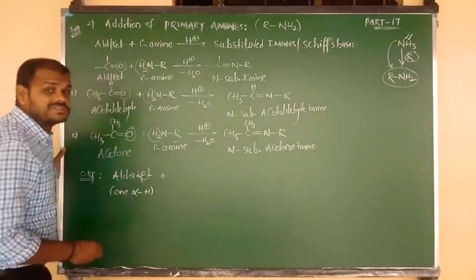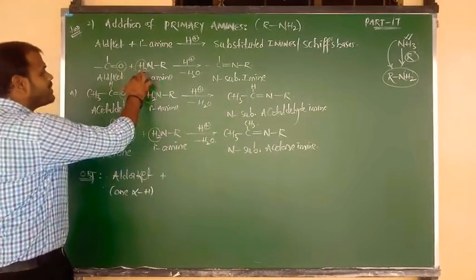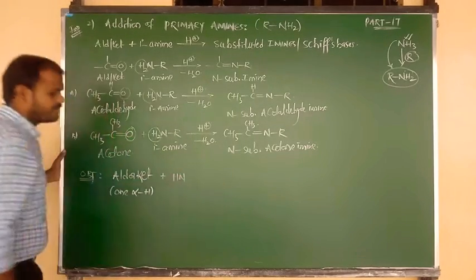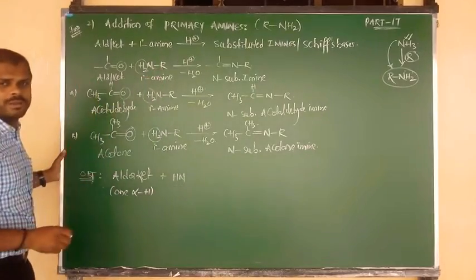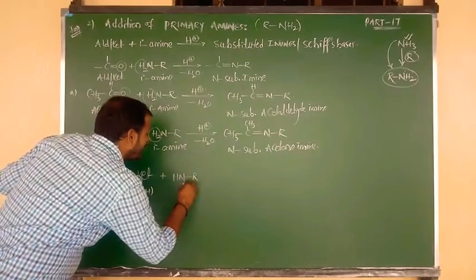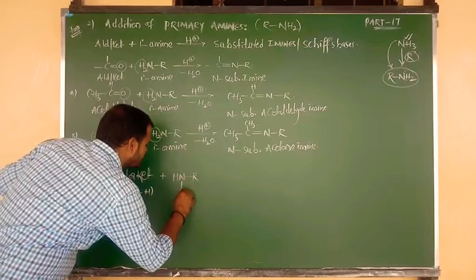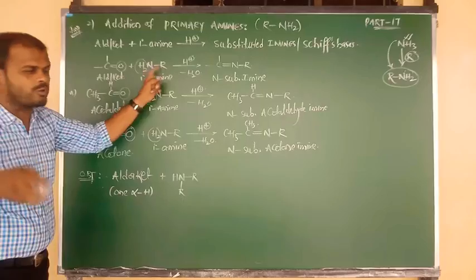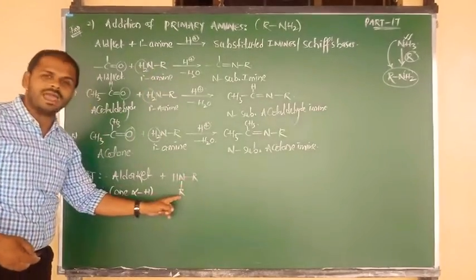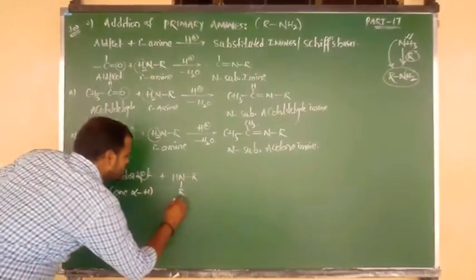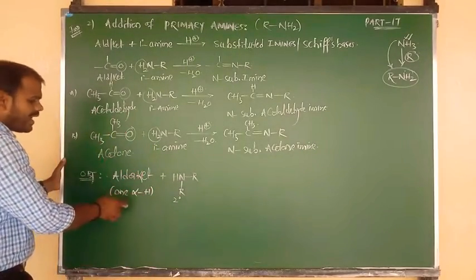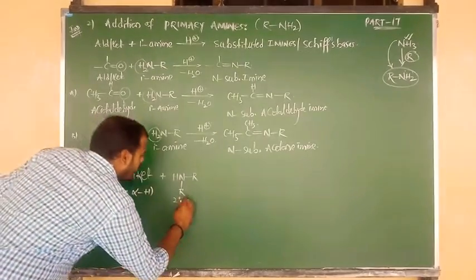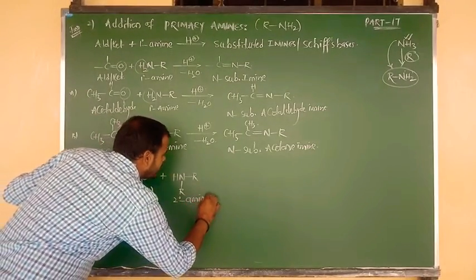Okay, what is the formula of the secondary amine? In primary amine NH2 will be there, but in secondary amine only NH will be there. In primary amine one R group will be there, but in secondary amine we take two R groups. Nitrogen connected to one alkyl group is a primary amine. Nitrogen connected to two alkyl groups is a secondary amine. So aldehydes and ketones having alpha hydrogen undergo addition with what? Secondary amine.